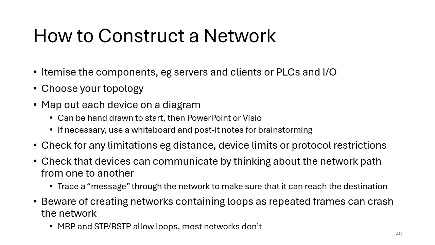Again, if you're designing an industrial network, remember that PROFINET can't be routed, so every PROFINET device that wants to talk to each other has to be on the same physical network. And then you think about the network path from one to another. A good way of doing this is to trace the message through the network. First of all, you need to make sure it can reach its destination, but you also need to make sure it can't reach its destination via multiple paths. If there are multiple paths, then you may be looking at using Media Redundancy Protocol or Rapid Spanning Tree Protocol. Those allow loops, but most networks don't. So this allows you to construct the network.